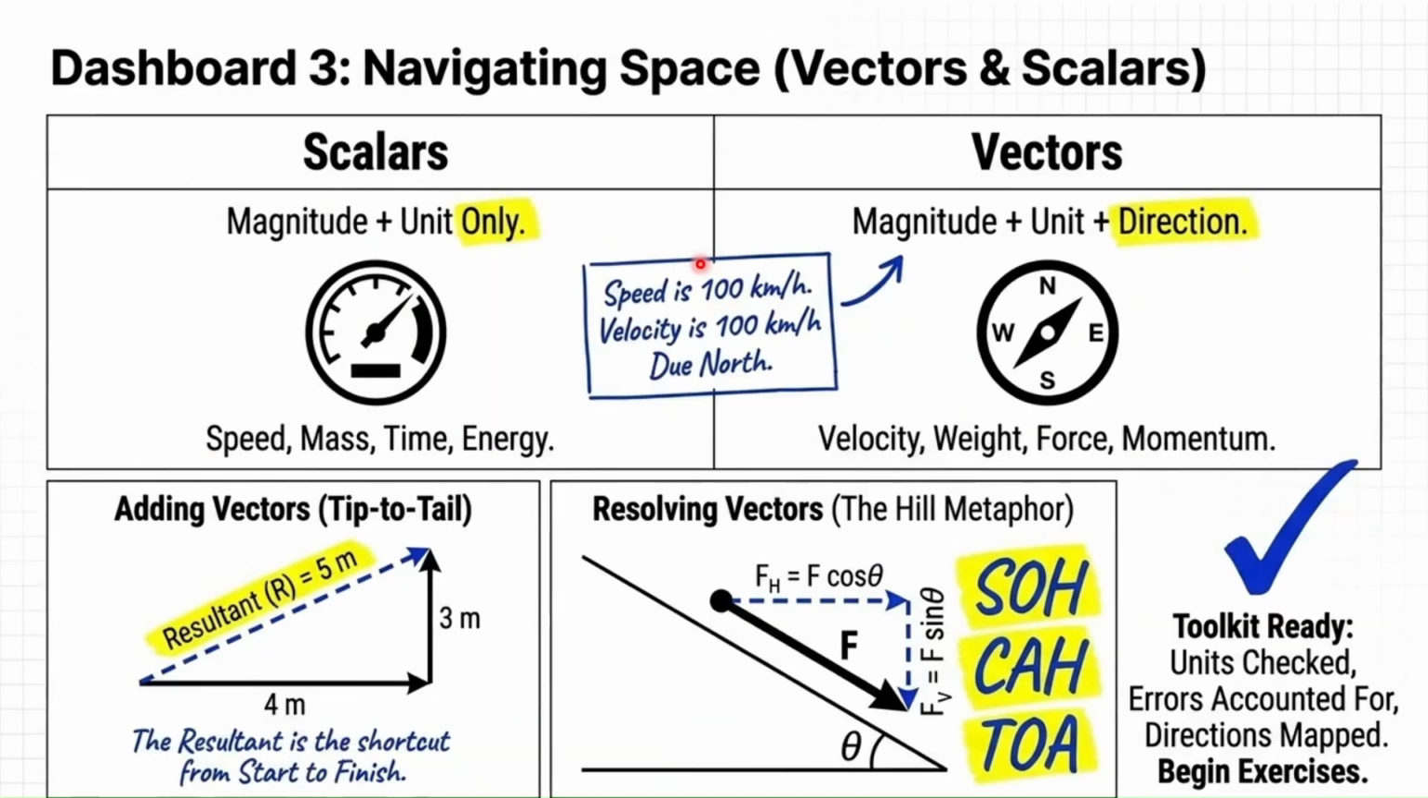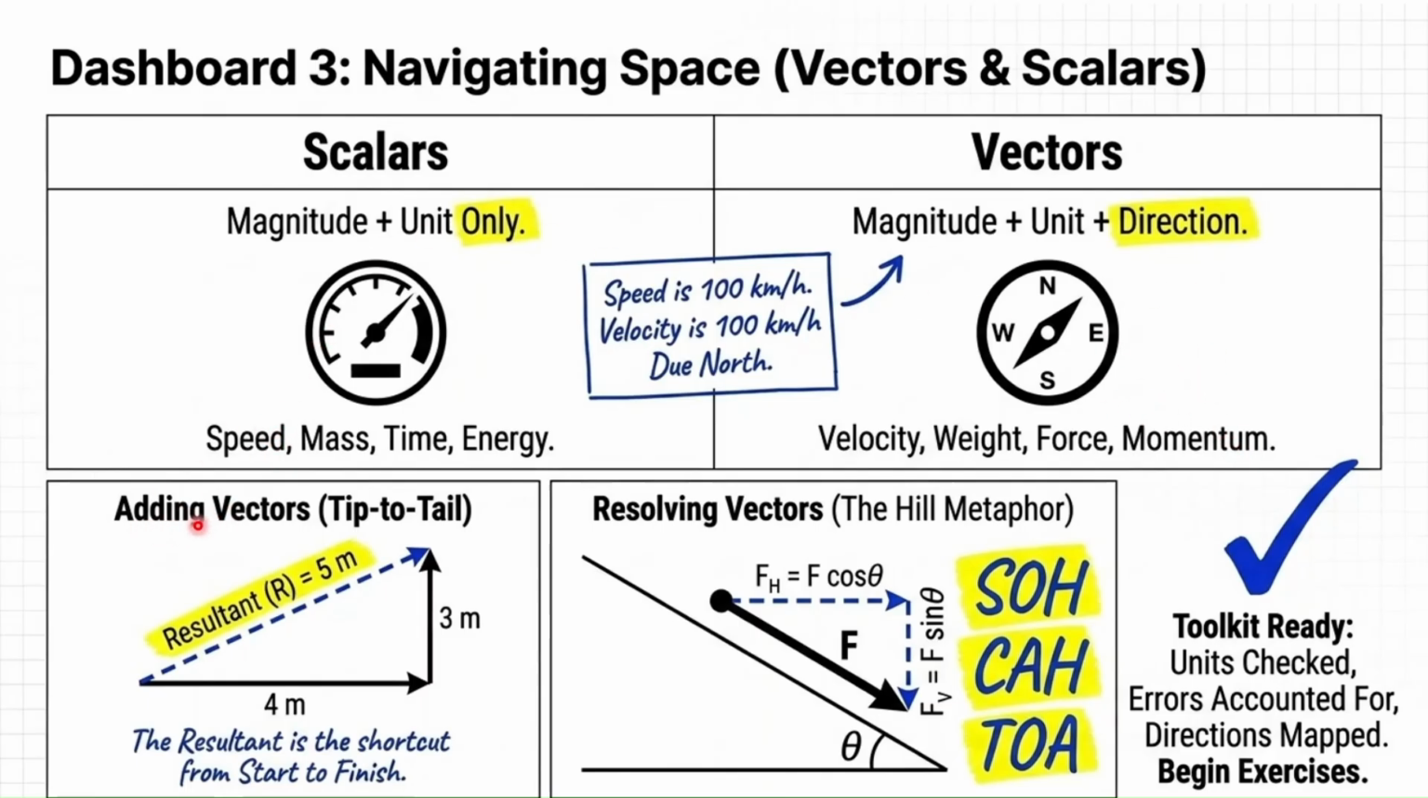Now the last part, which is vectors and scalars. We have two types of physical quantities: some are scalars, and the others are vectors. In scalars, we only mention magnitude, not direction. The scalar quantities are speed, mass, time, energy, and so on. In vectors, we have to mention magnitude as well as direction. Vectors include velocity, weight, force, and momentum.